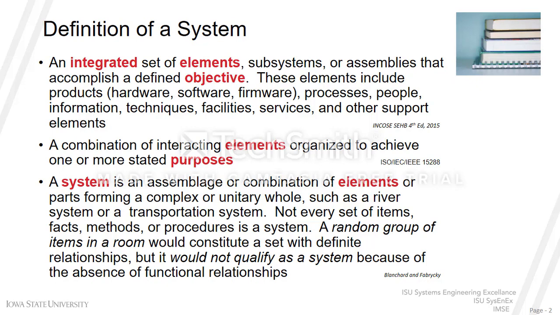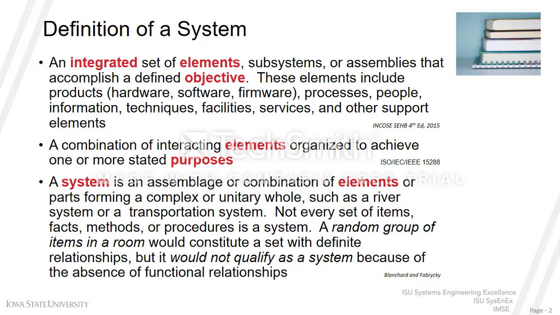Second definition, a combination of interacting elements organized to achieve one or more stated purposes. In the third definition here, a system is an assemblage or combination of elements or parts forming a complex or unitary whole, such as a river system or transportation system. Not every set of items, facts, methods, or procedures is a system. A random group of items in this room would constitute a set with definite relationships, but it would not qualify as a system because of the absence of fundamental functional relationships.